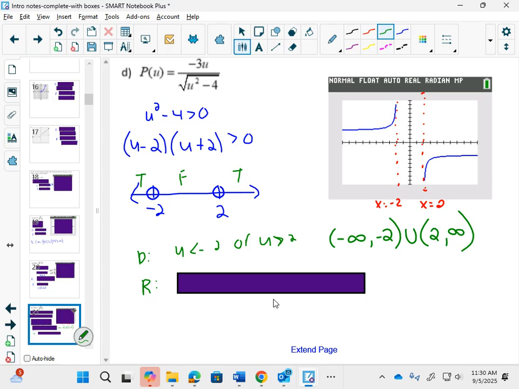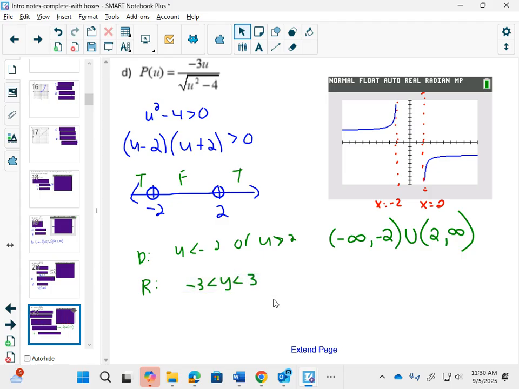We could write it this way as well. And our range. How do we find out that there is, sure looks like there's an asymptote here at 3 and at -3. How can we find that out?